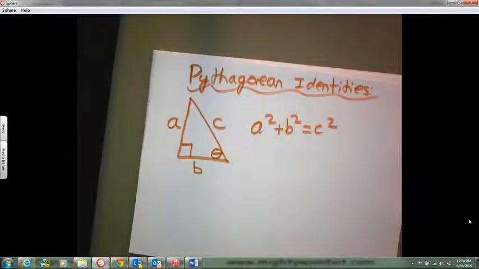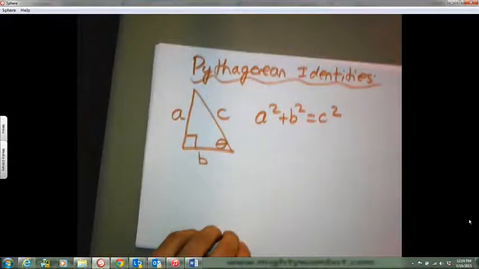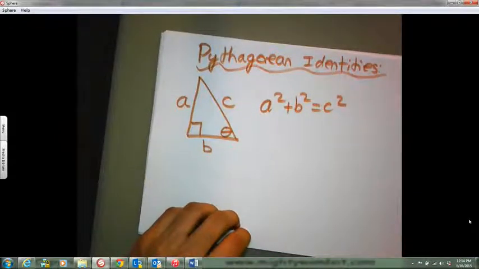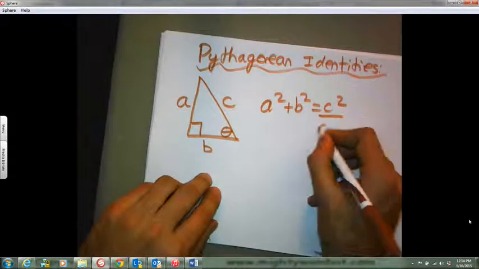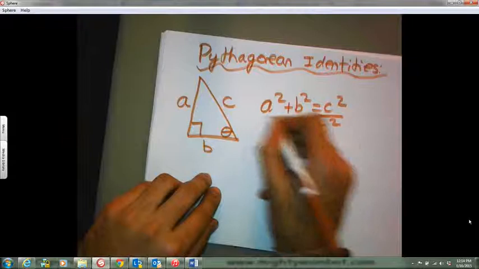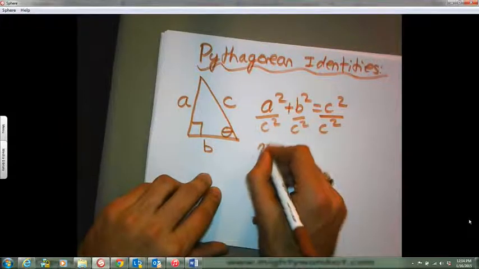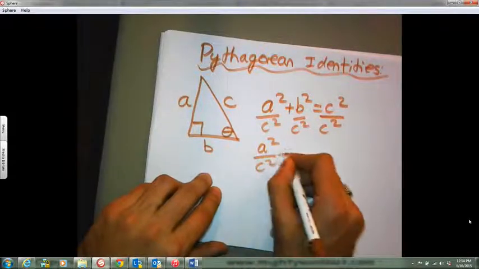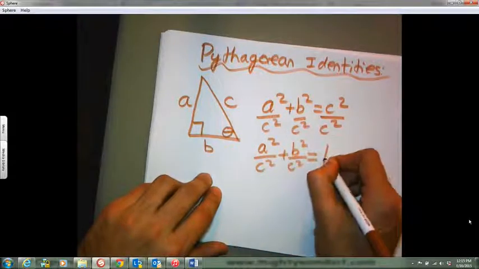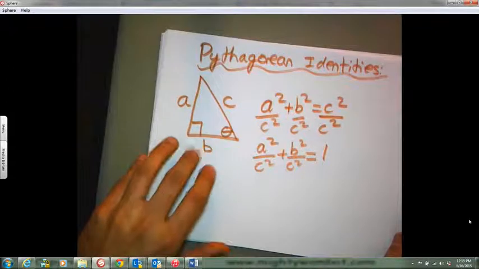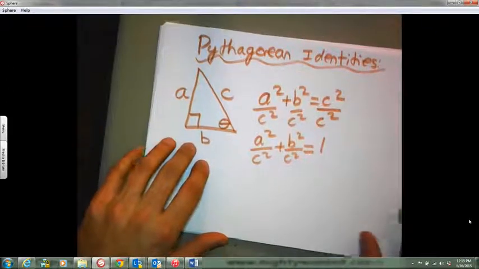And now here comes the proof. So what we need to do here is we just need to divide everything by c squared. So we have a squared over c squared plus b squared over c squared equals 1.